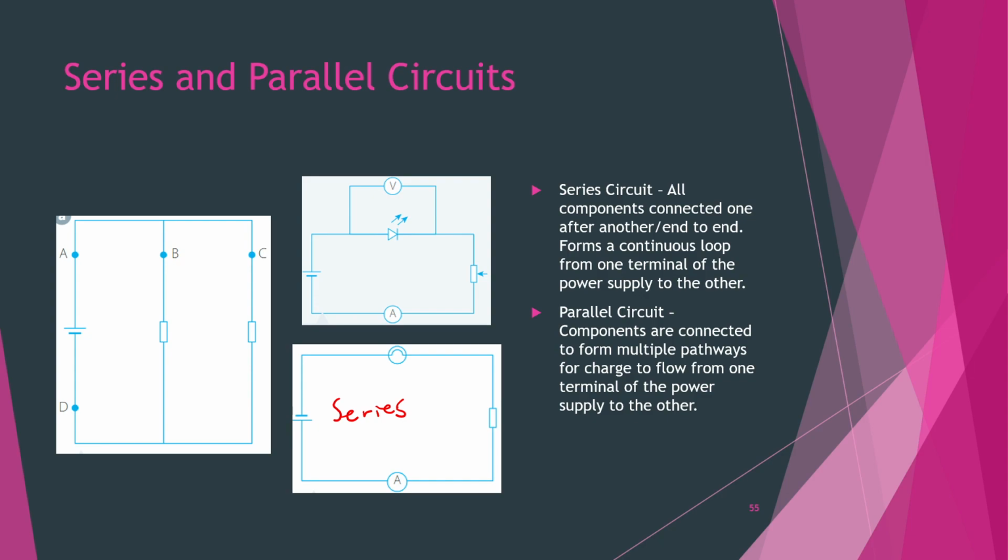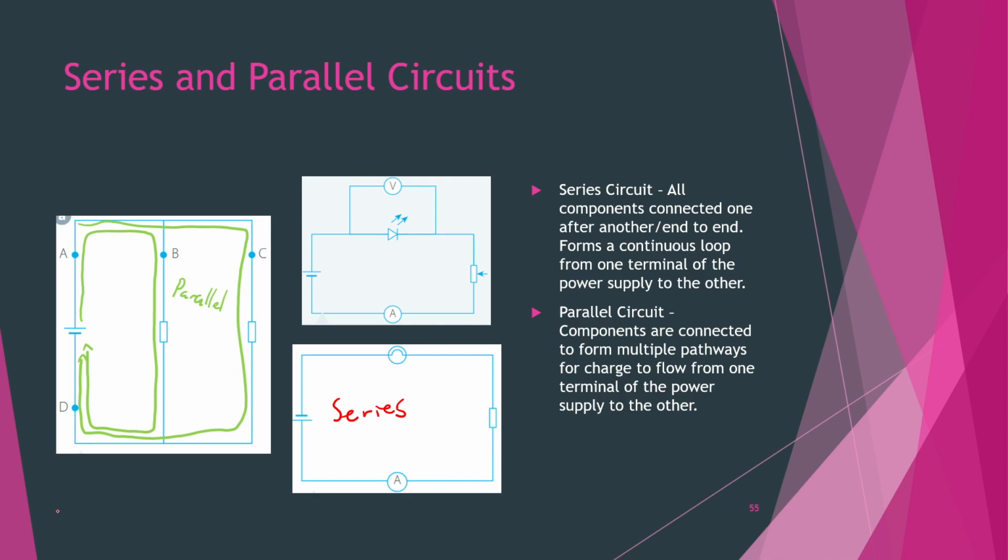For a definition of parallel circuits, it says that all components are connected to form multiple pathways for charge to flow from one terminal of the power supply to the other. In our diagram on the left, there are two clear, distinct paths that charge can follow. And thus we consider this circuit to be parallel.